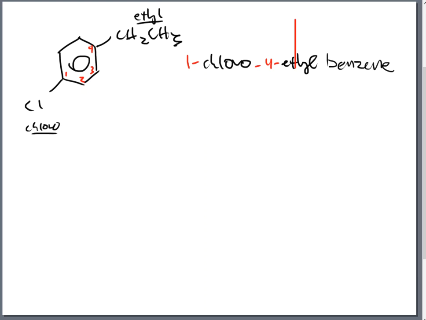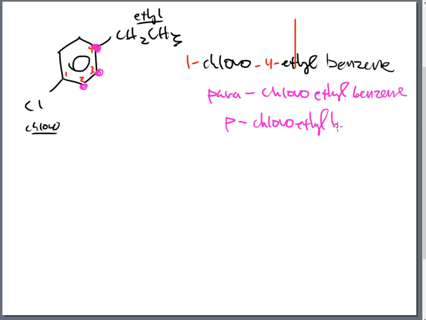Common name, I can use that too. O, M, P, Becky. All right, so there's the P. That means that this is para. So para-chloroethylbenzene. If I didn't want to write the word para, I could just simply write P-chloroethylbenzene. And there's your name that includes the ortho, meta, or the para.